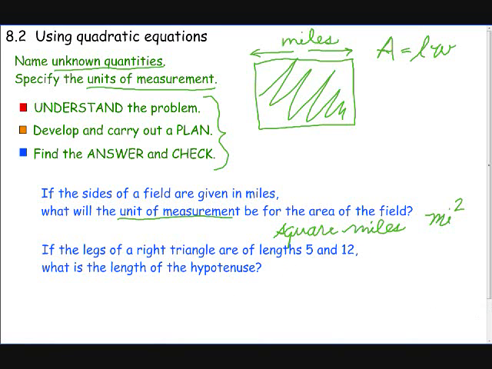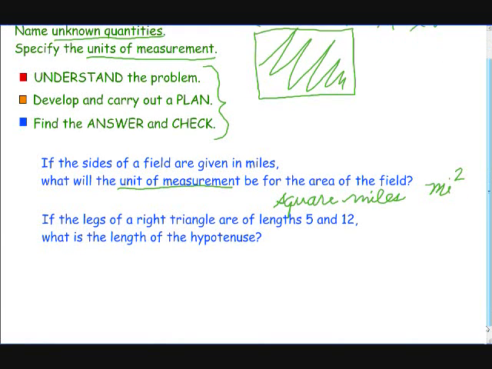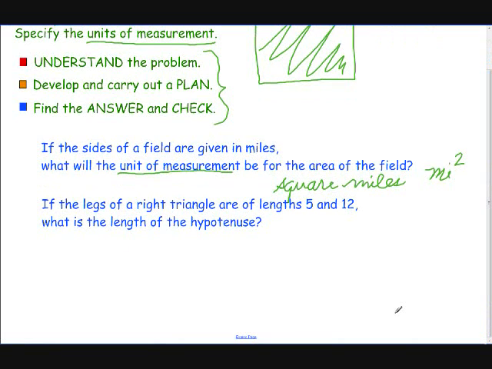If the legs of a right triangle are the lengths 5 and 12, what is the length of the hypotenuse? Again, we're calling on your memory of geometry. So if I have, pretend that's a nice looking triangle, which it isn't. This side is 12, this side is 5, and I want to know what is the length of the hypotenuse.